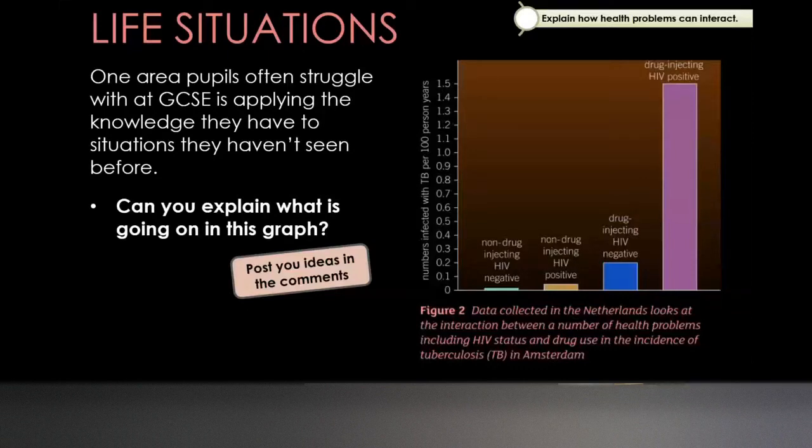Issa says the graph is saying that if you use drugs, you're more likely to contract HIV. That's actually not what it's saying. Have a look at what is on the y-axis there. Maybe you can't read it. What it says is the numbers infected with TB, so tuberculosis, per 100 years, basically. So it's not to do with the fact that injecting drugs increases your risk of getting HIV.